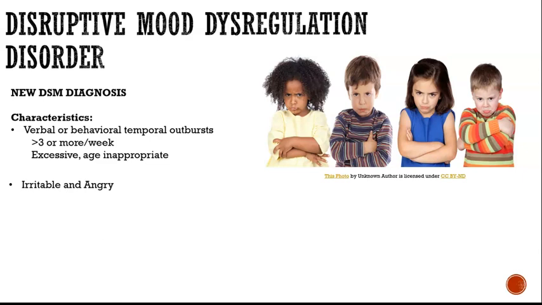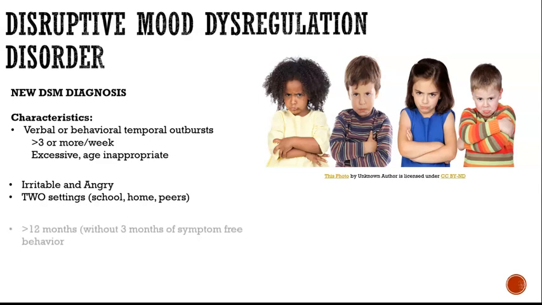And if they are, this has to be in more than one setting. So this child can't just be very irritable and angry at home. This behavior also should be in one other place. So maybe they're behaving this way at home and at school. They could be behaving this way at home and with their peers, but it's got to be 2 different settings.